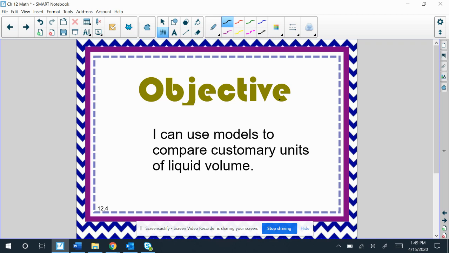Hello. Yesterday we worked on how to do models to compare customary units of liquid volume. So today we're going to review that. Once again, it is liquid volume. So here was our story to help us remember the different numbers that go with each one.